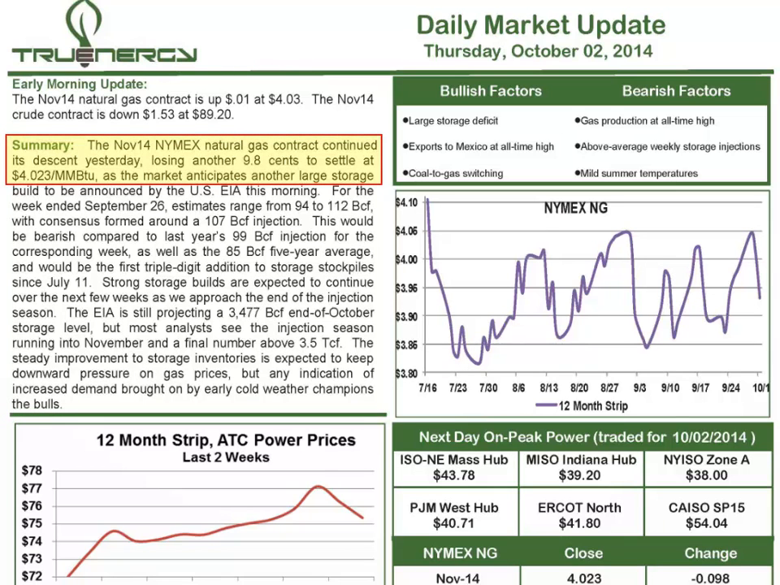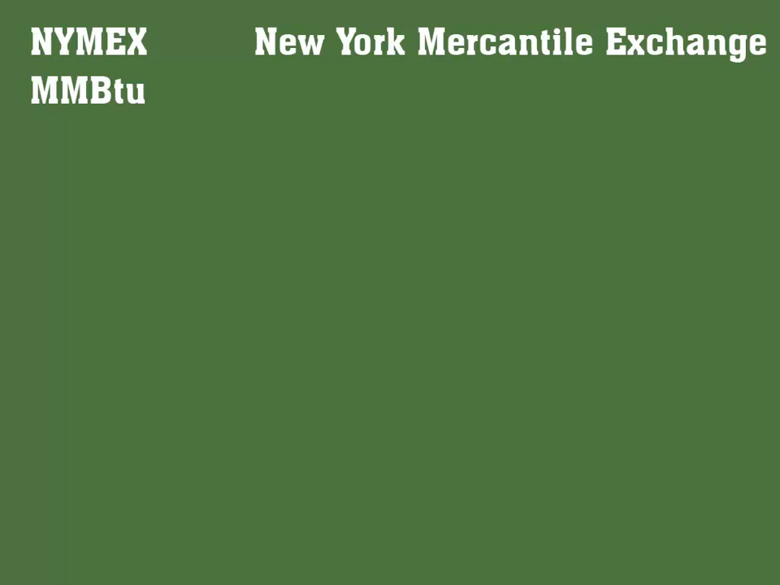So we can see that it says the November 14 NYMEX natural gas contract continued its descent yesterday, losing another 9.8 cents to settle at $4.023 per MMBTU. So here's where we start running into a little bit of terminology that can be confusing. First, we had NYMEX, and then we had MMBTU. So what are these? NYMEX is actually the energy market. That is the New York Mercantile Exchange.